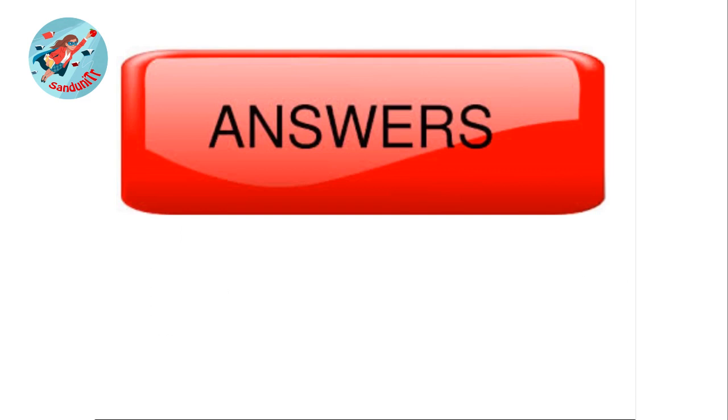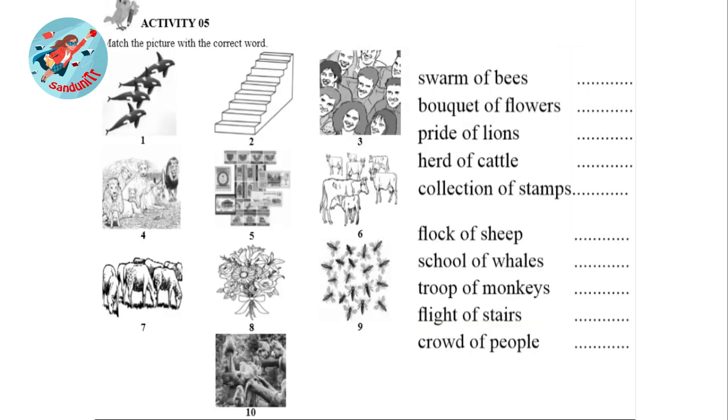Okay, let's discuss your answers. First one is swarm of bees. Swarm of bees. Mee mesu ranchuak. So the answer is number 9. Ilagata bouquet of flowers.